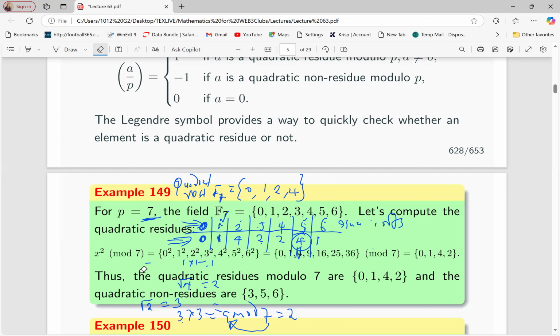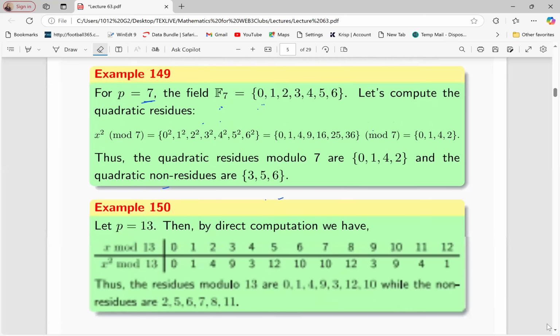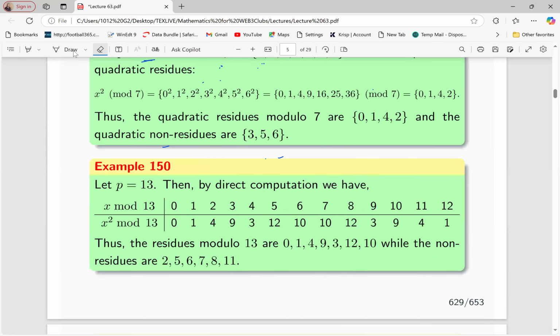So that is what you mean by quadratic residues and quadratic non-residues. The quadratic residues are those integers that have square roots, and there are other integers that have no square roots. We call them quadratic non-residues. So you can follow this other example.